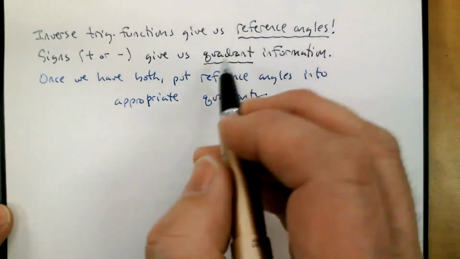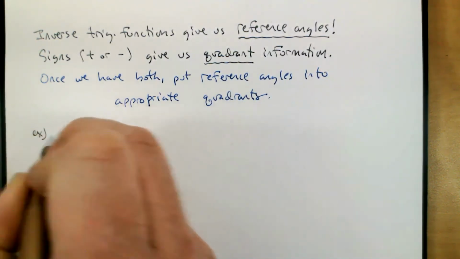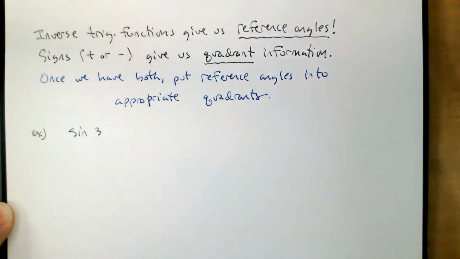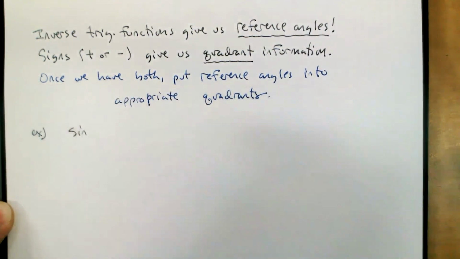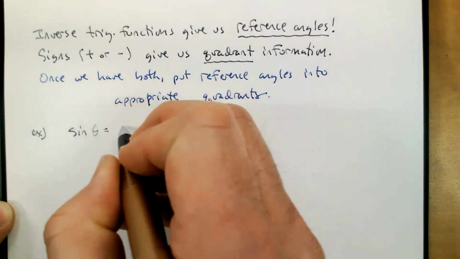So let's first do this reference angle in quadrant information. Let's suppose that I said the sine of 30. Oops. Why don't I just tell you what the solution is right away? Let's suppose that the sine of theta is equal to +1/2.